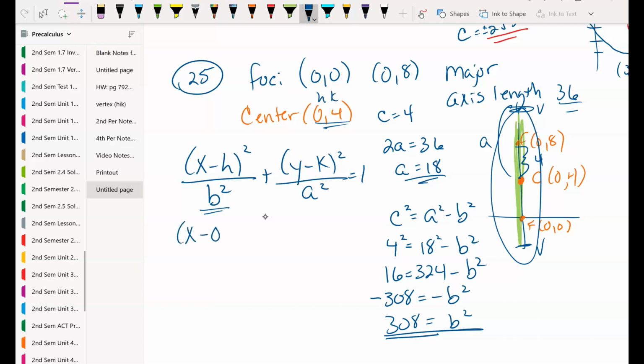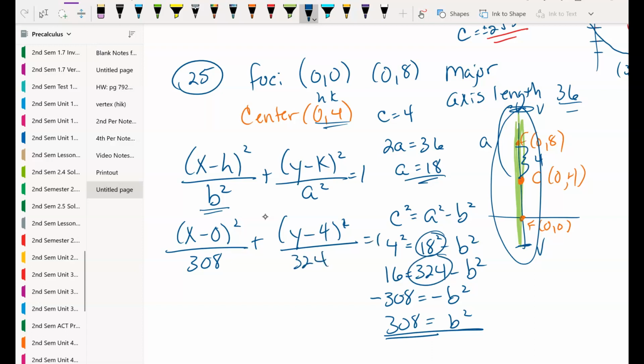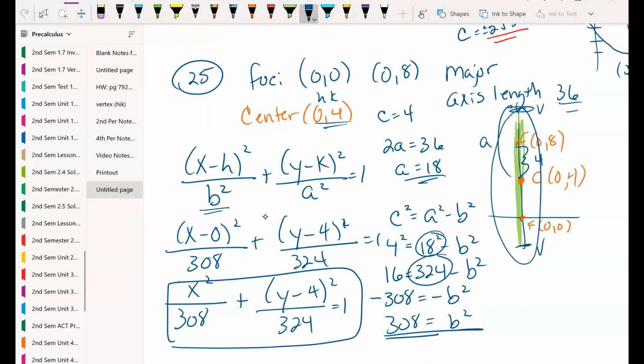So we get here (x minus 0) squared all over 308 plus the quantity (y minus k, k is 4. Let me put 4 in there) squared. And then a squared is what? Well, a squared is 324. All right, so if we write it now, one more step, we go x squared, because we don't need to go x minus 0, over 308 plus the quantity (y minus 4) squared over 324 is equal to 1. So that would be the final one for 25.